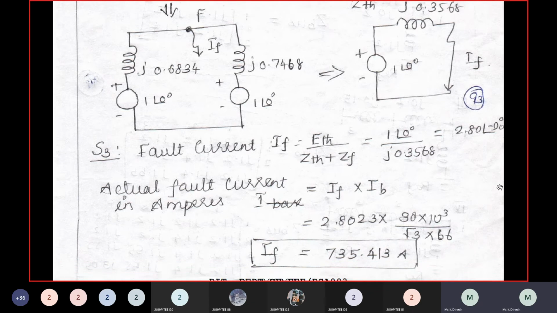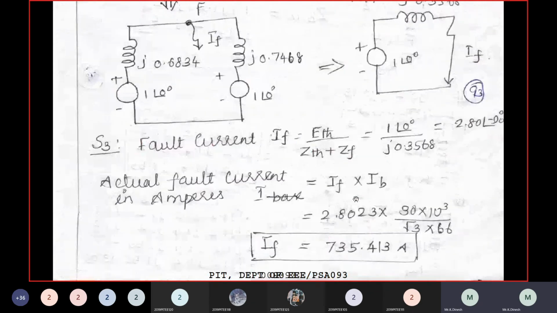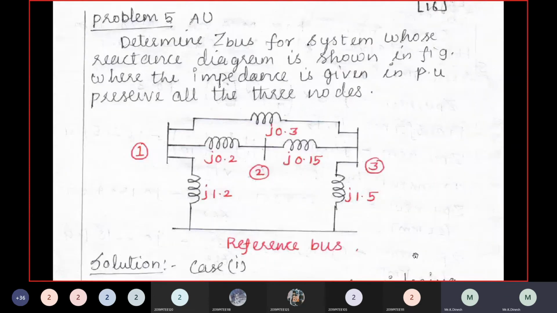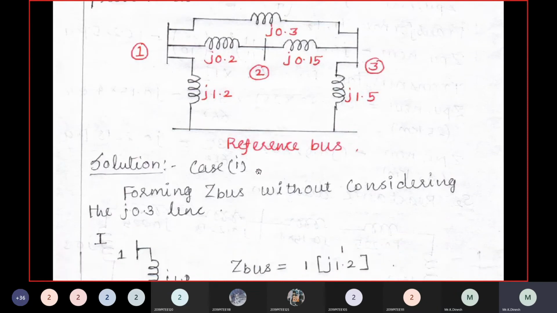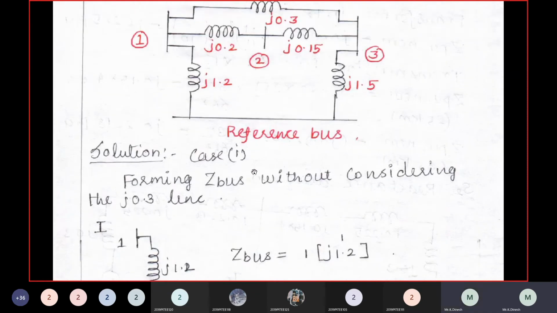So if I need the value in kiloamps, I have to multiply IF with IB. So 2.8023, and IB is nothing but MVA base divided by root 3 times KVB. So the fault current should be 735.413 amps or 0.735 kiloamps. Okay, so this is the problem.